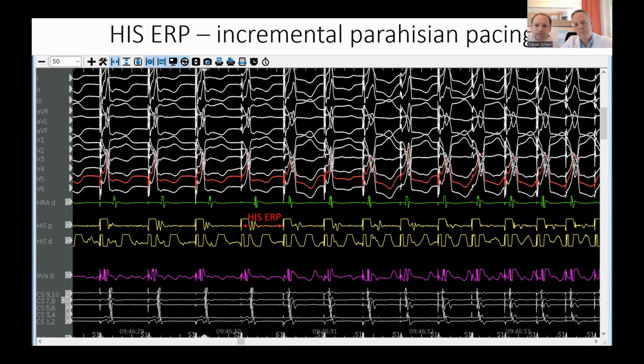We can also assess infranodal conduction system ERP with programmed or incremental conduction system pacing, as you can see on this image. With incremental parahisian pacing, we first captured the His bundle, as represented by narrow paced QRSs. With further shortening of the paced cycle length, we reached His ERP with the consequence of capturing septal ventricle, which is represented by a sudden widening of the QRS.